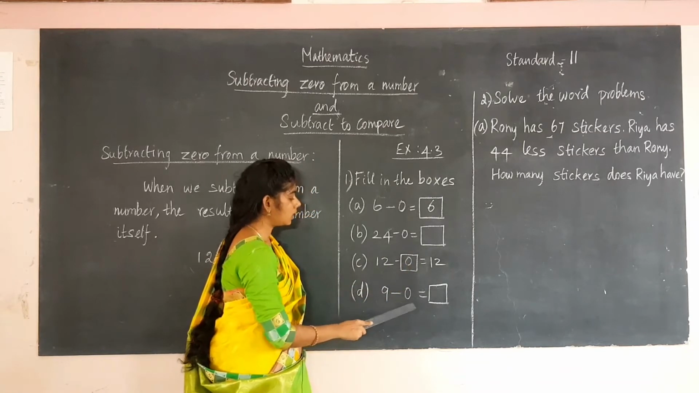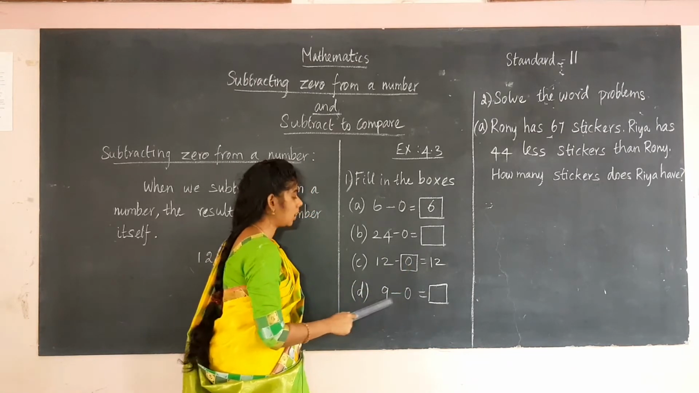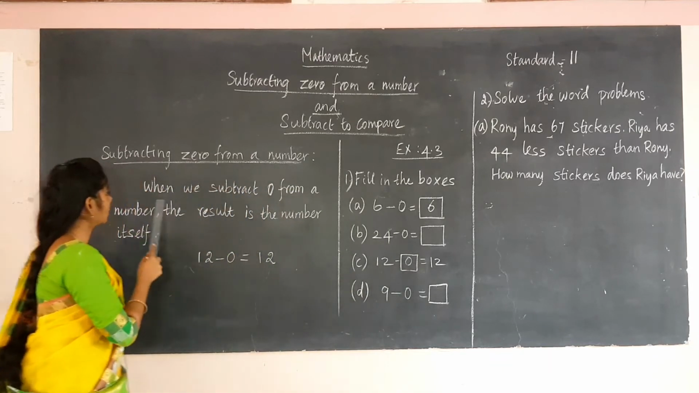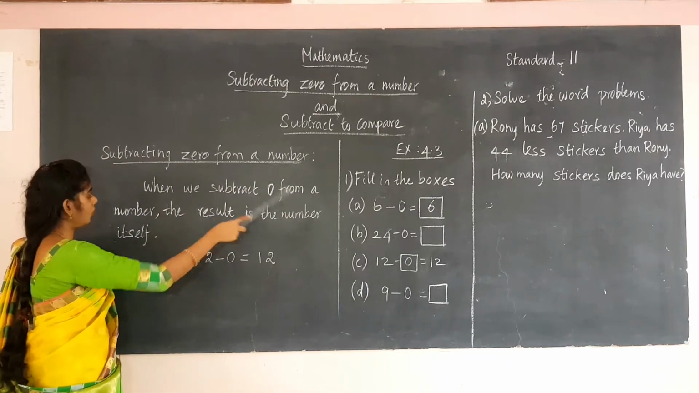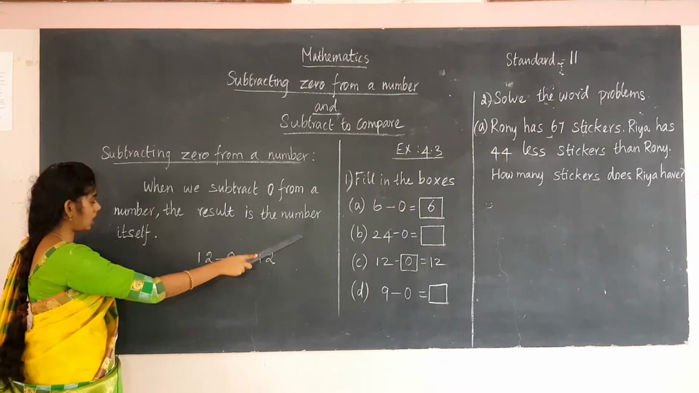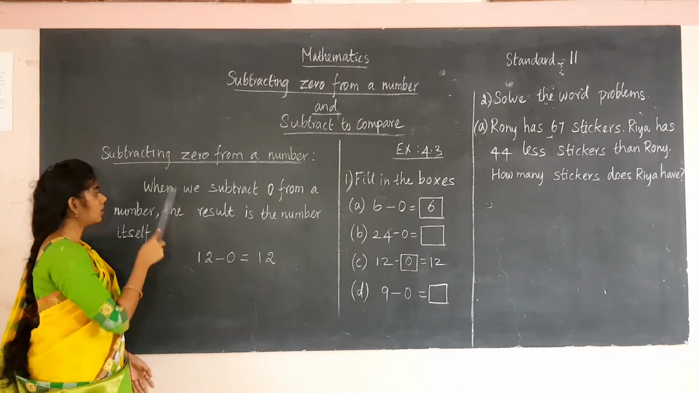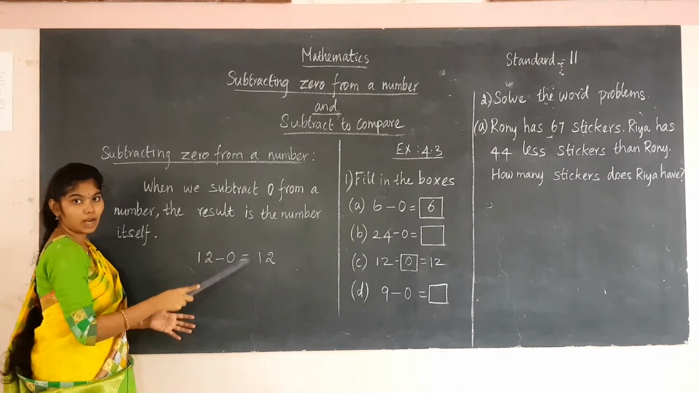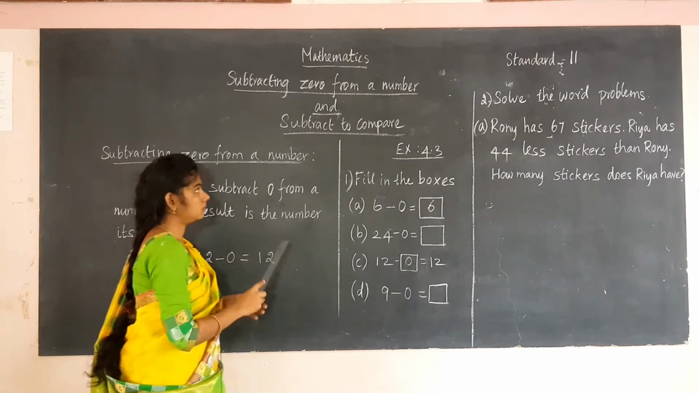And here, 9 minus 0, what will be the answer? The same number itself. So, this is the thing: when we subtract 0 from a number, the result is the number itself.